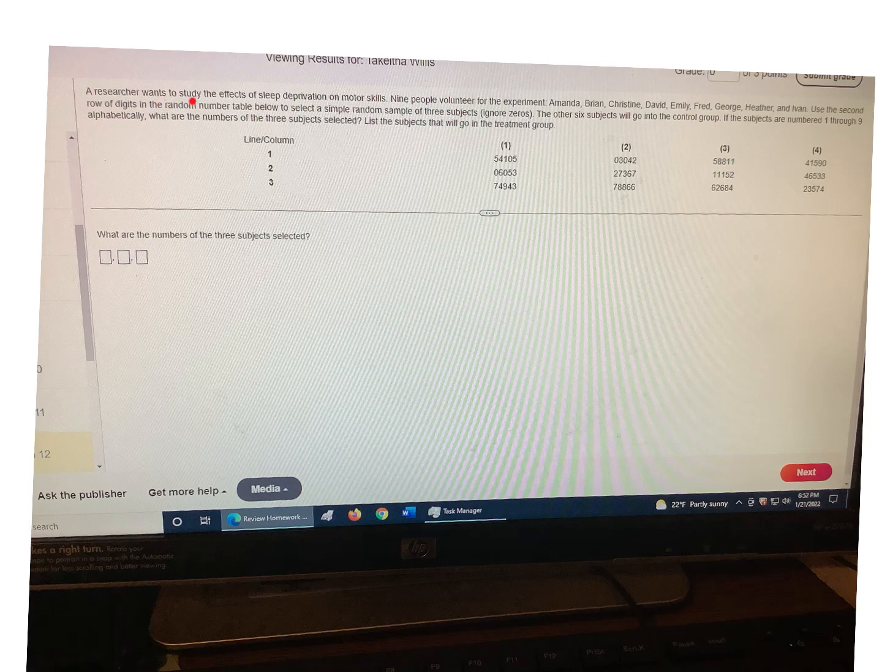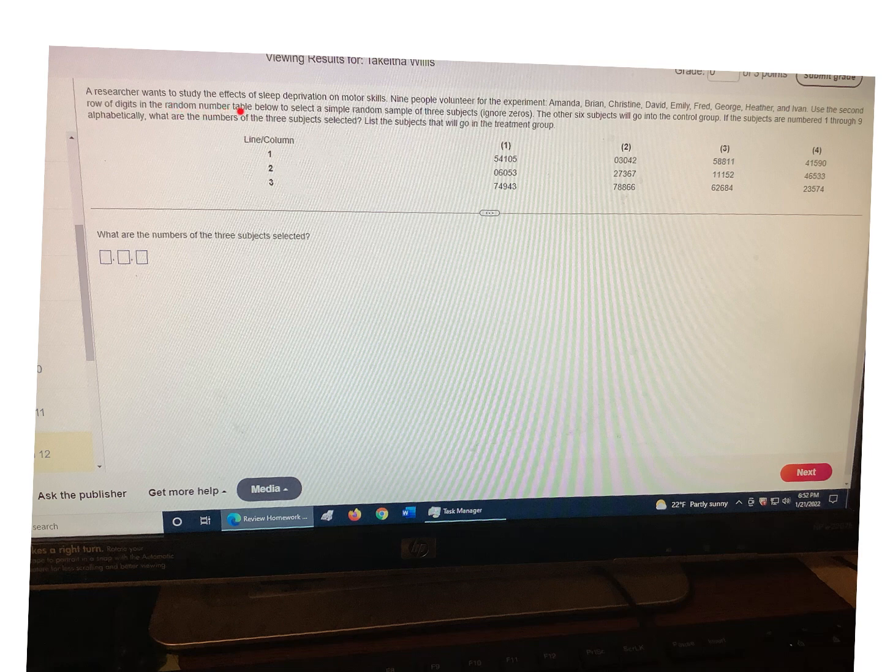A researcher wants to study the effects of sleep deprivation on motor skills. Nine people volunteered for the experiment: Amanda, Brian, Christine, etc., to Ivan. Nine people. Use the second row of digits. So this is row 1, the middle one is row 2, and the bottom one is row 3.